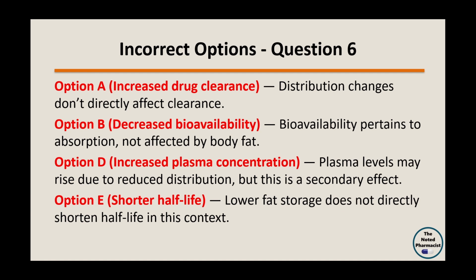Option A, which says increased drug clearance, is incorrect because distribution changes do not directly affect clearance. Option B, which says decreased bioavailability, is incorrect because bioavailability pertains to absorption and is unaffected by fat levels. Option D, which says increased plasma concentration, is incorrect because while plasma levels may rise due to reduced distribution, this is a secondary effect, not a primary determinant of the impact of low body fat. Option E, which says shorter half-life, is incorrect because half-life is influenced by both clearance and distribution. Lower fat storage does not directly shorten half-life in this context.